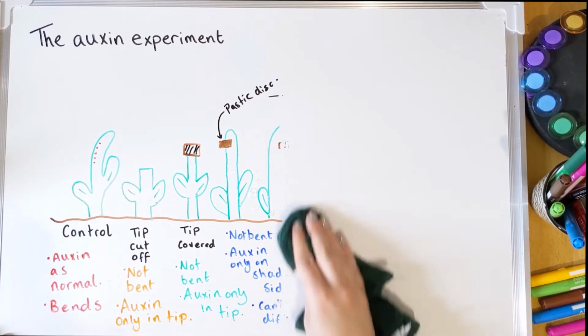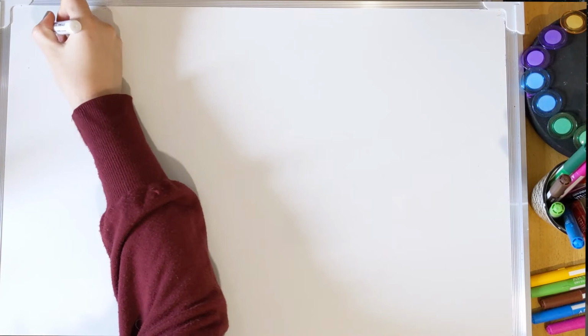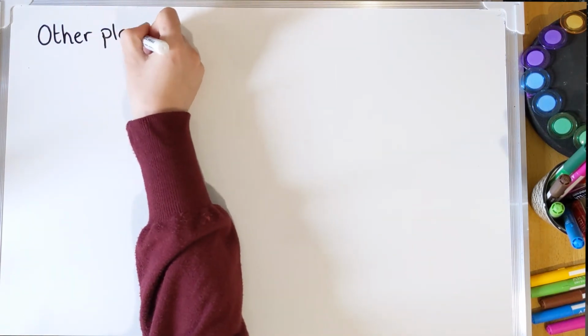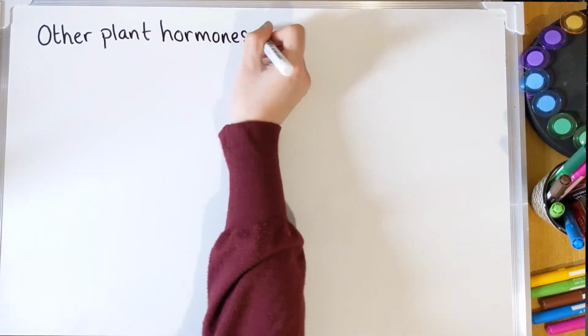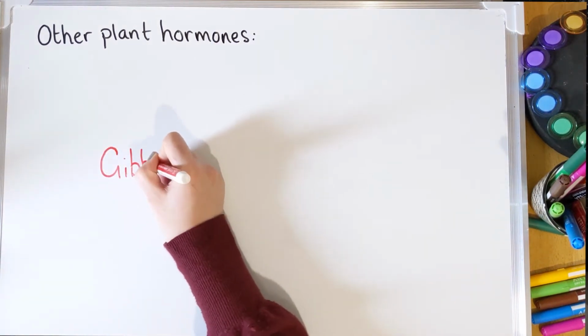Okay, what we're going to look at now is the uses of other hormones. There's 2 that we haven't covered so far. One's called gibberellins and one is called ethene. So let's have a look. Other plant hormones then, you have 2 that you need to know of as well as auxin. You have gibberellins and ethene. We're going to focus on gibberellins first.